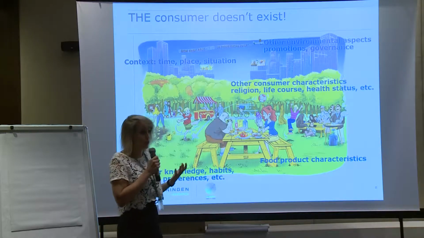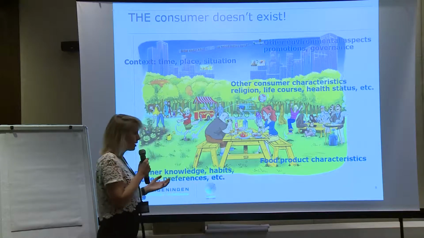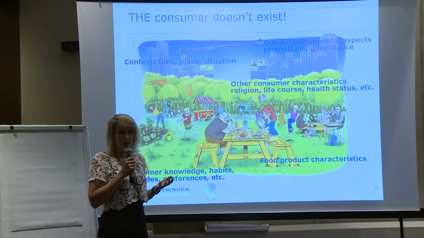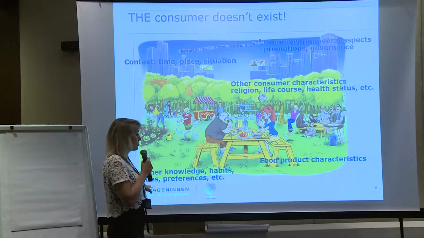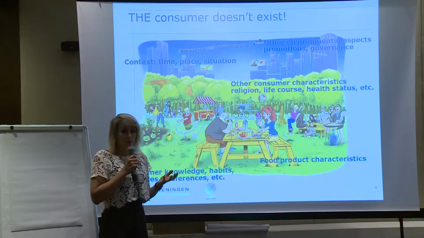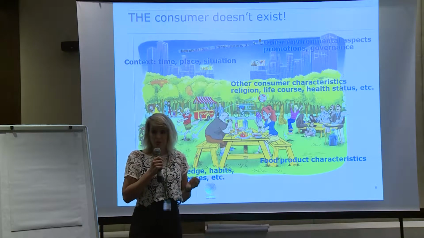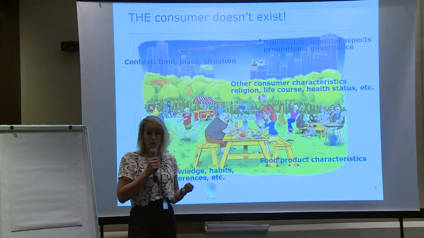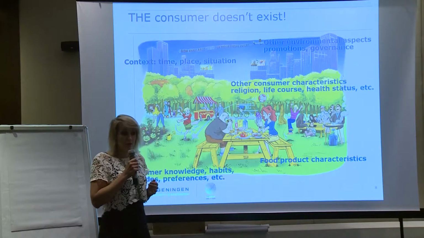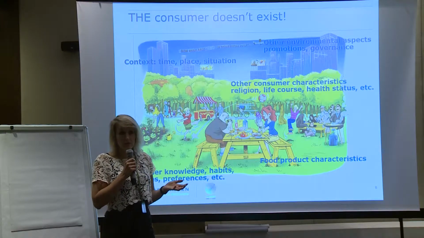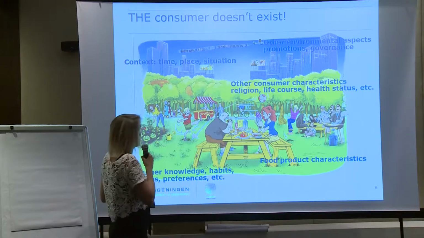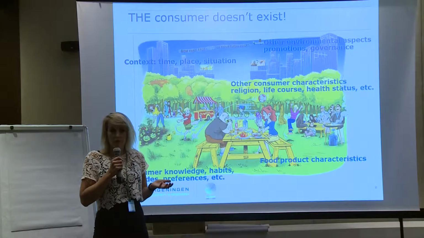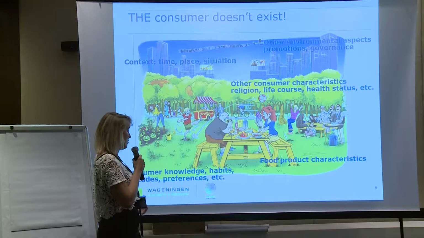So people differ in their religion, in their life course, in their health status, but also in their own knowledge. For example, knowledge on healthy consumption, or about their attitudes or their preferences. And all these choices also differ across context. So it matters when a person consumes a food at home or on the go, or it might also differ in the season, because the foods that are available differ across the seasons. So there are a lot of things that you should take into account when you want to gain insights into food consumption behavior.